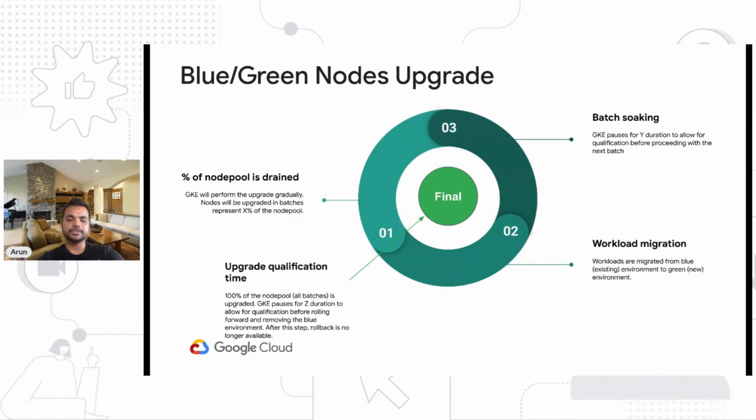Just a graphical representation, starting with drain, as I mentioned, and then you have your workload migration, and then this is the soaking period. So during the surge upgrade, you have your pod disruption budget for about an hour. And if that does not make sense for you or your use case, then you can choose the blue green upgrades. That would take about 7 days, and you can make sure that you have enough testing done before you upgrade your node pools from one version to another.